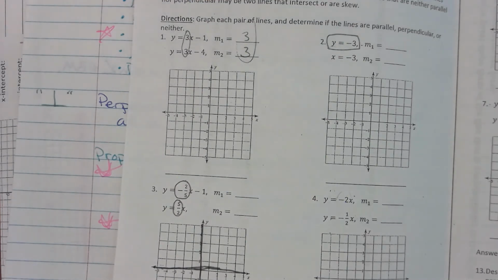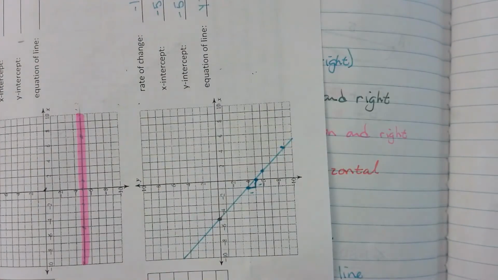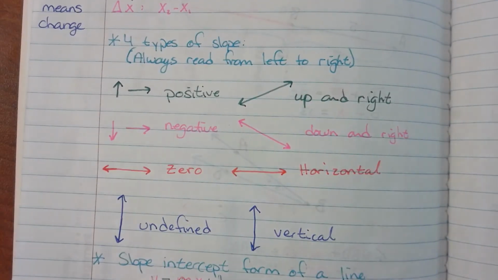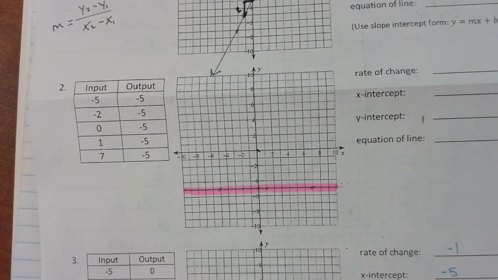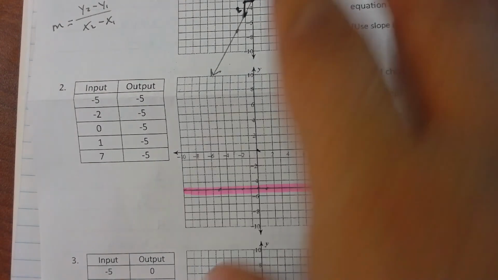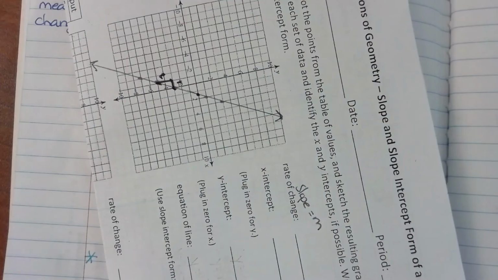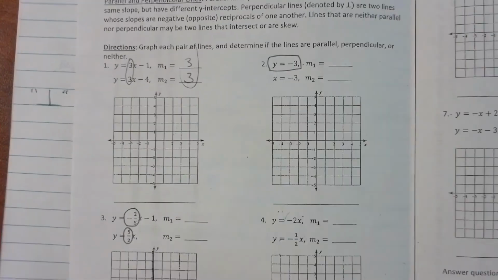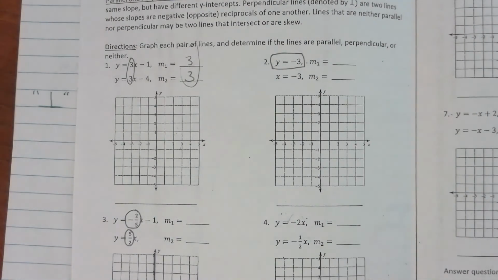Are all of these squares? Aren't all squares, don't they all have 90-degree angles? Yes. Which means all the sides are perpendicular? Yeah. Every one of those squares is created by a horizontal and a vertical line. So every time you see a horizontal and a vertical line, you can guarantee that they are perpendicular.